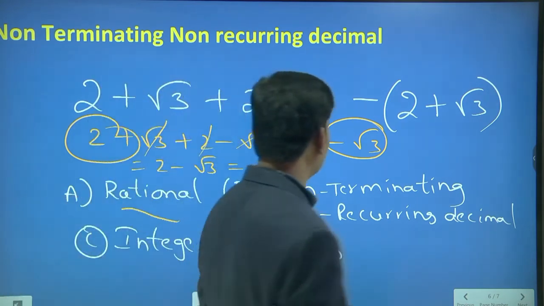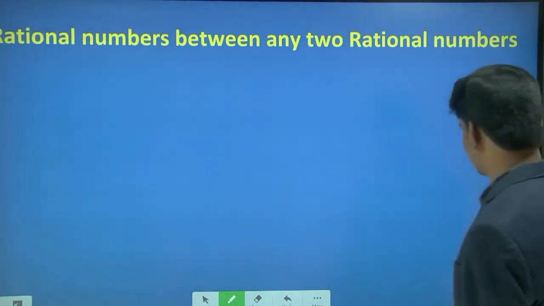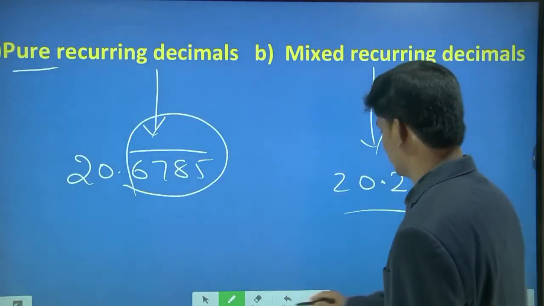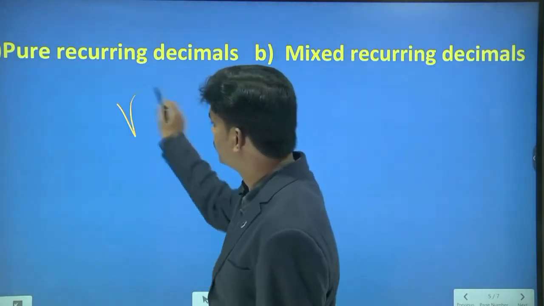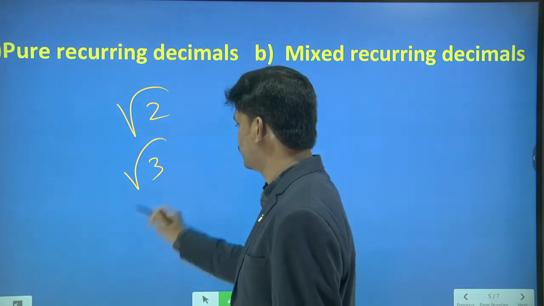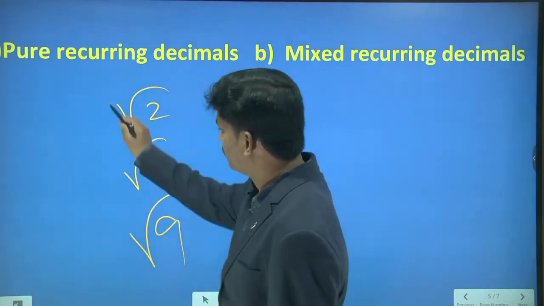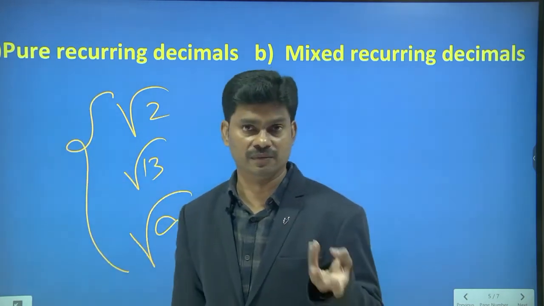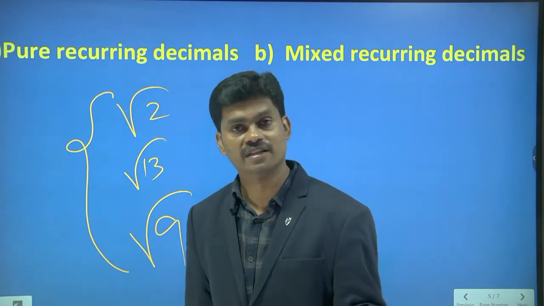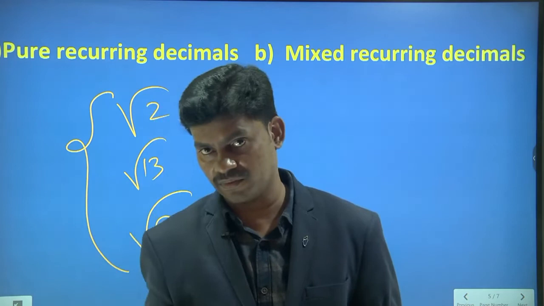Here I would like to give a small conclusion, a small clarification. Let me erase this. So root 2, root 3, root 9. There are 3 numbers here. What is the difference between these 3? Root 2, I don't know the value of root 2. I don't know the long division method. I do not know how to simplify or get the value of root 2.